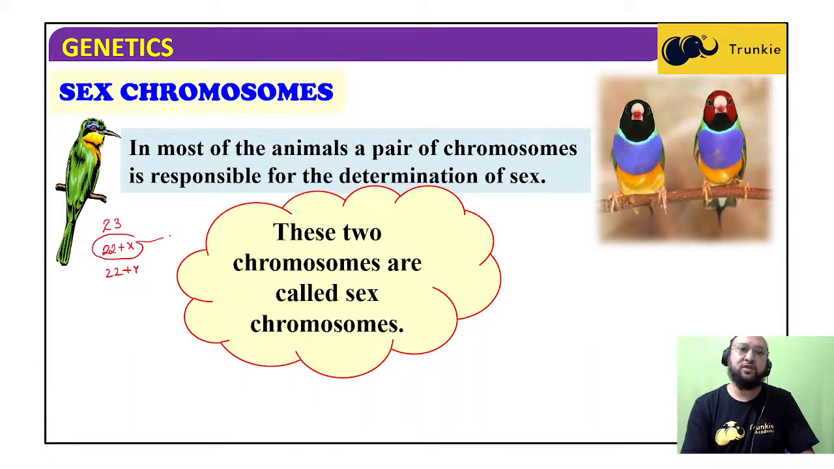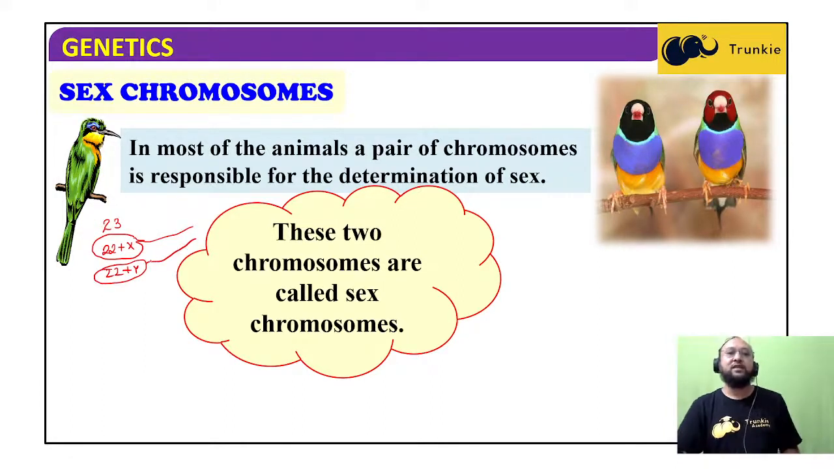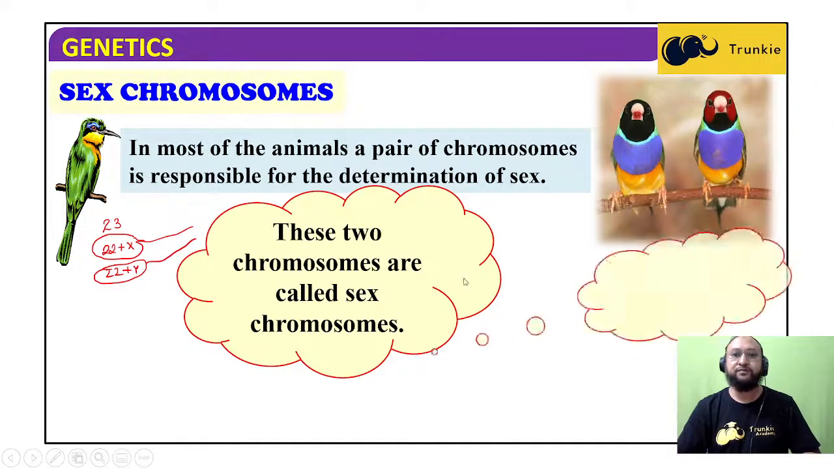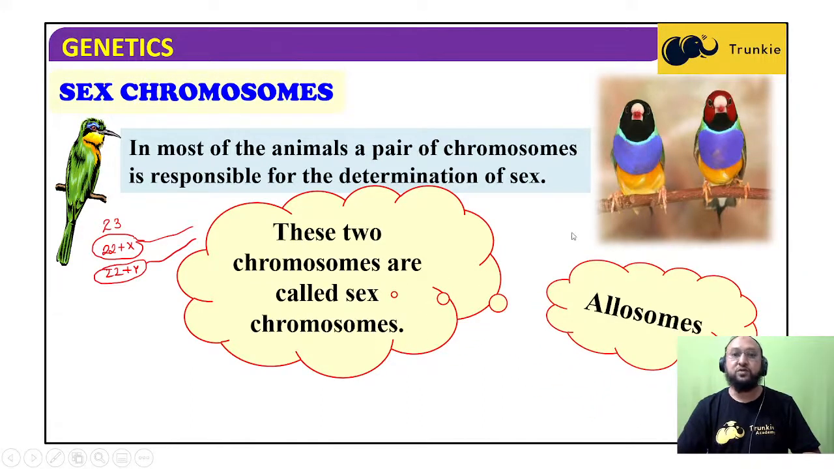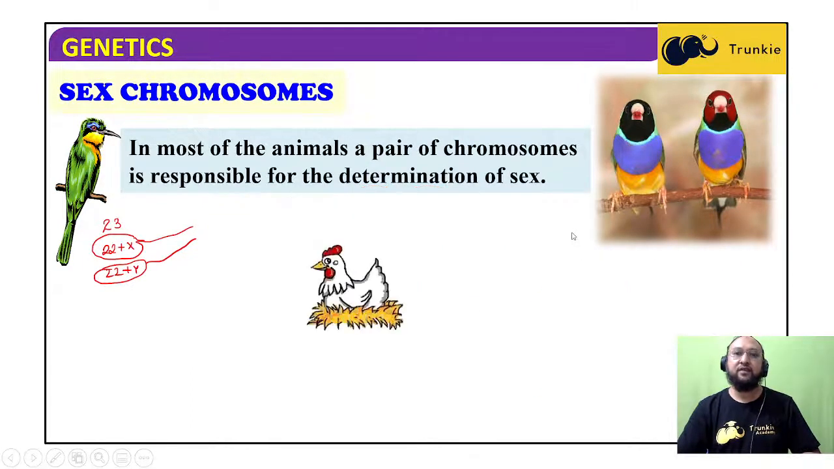If the sperm cell with the X chromosome fertilizes, then it will be a girl child, and if the sperm cell with the Y chromosome fertilizes, then the child will be a boy. So the sex of the child is determined depending on which sperm fertilizes. These two chromosomes, X and Y, are called sex chromosomes, or allosomes.